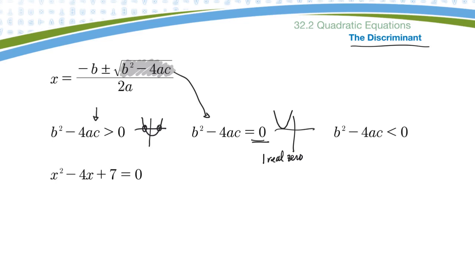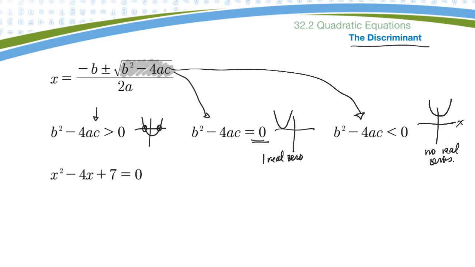And the last one, if what's underneath the bracket there is less than 0, then the graph is a parabola that does not cross the x-axis at all. So here you would say you'd have no real zeros. Or another way you could say that is you have 2 imaginary or complex zeros. Here's an example of one. So x squared minus 4x plus 7, you might remember this when we did it on a slide or two ago.